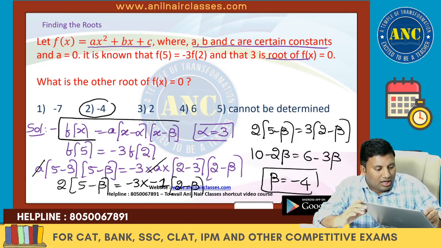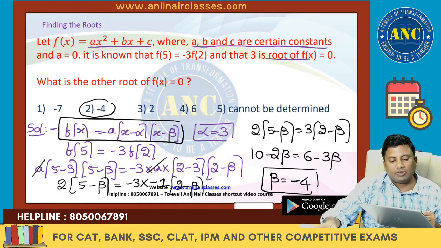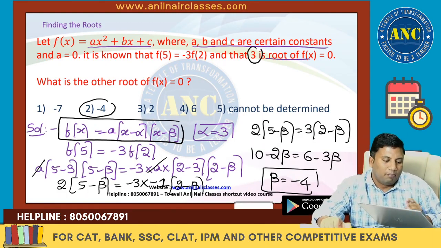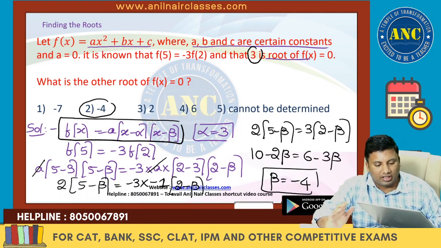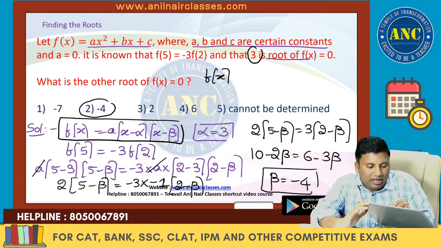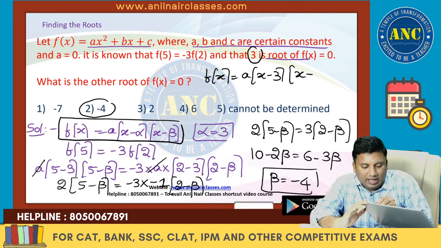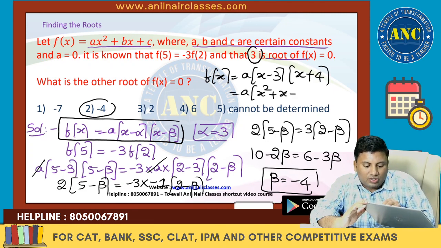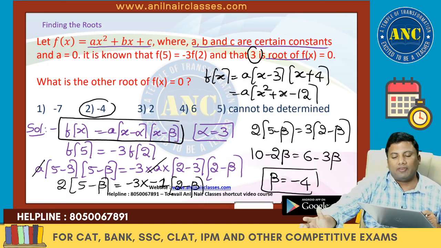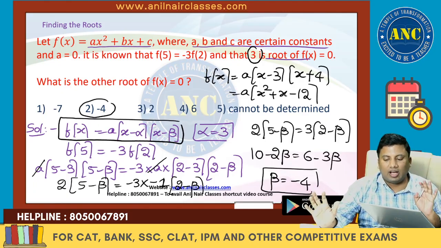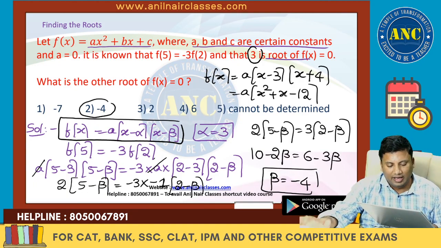Idea is to use f of x equivalent to a into x minus alpha, x minus beta. One root is given, so alpha is 3. Beta can be obtained by just substituting the value. So what will be the equation? Equation is nothing but a into x minus 3, x minus beta, it is x plus 4. So it is nothing but a into x square plus x minus 12. We do not know the value of b and c. Only, right, we know the roots as alpha and beta. We do not know the value of a. I hope it is clear.